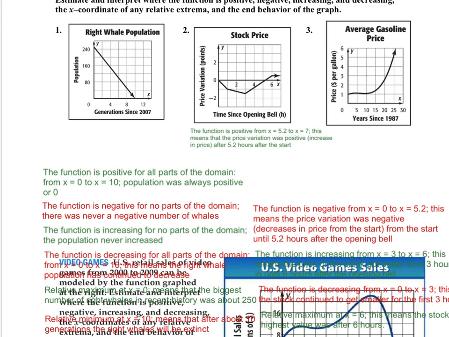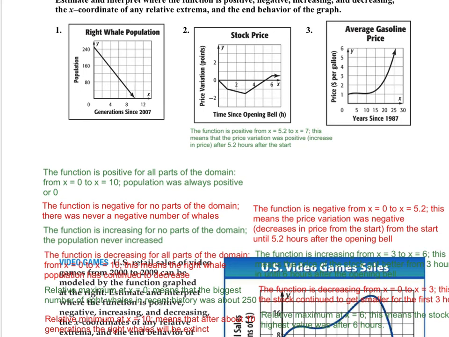Then for our extrema, there is a relative maximum at x equals 6 because it's the highest point here on the graph, and this means the stock's highest value is after 6 hours. We don't know exactly how much that was because they didn't tell us the original price. This is just in points anyway, but it doesn't tell us the original point value of the stock in the first place. We just know that that's its highest point in the graph.